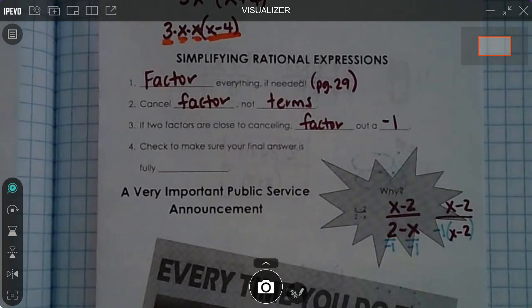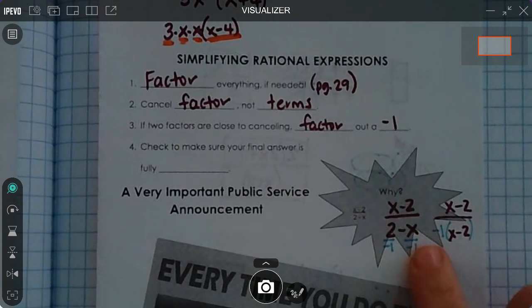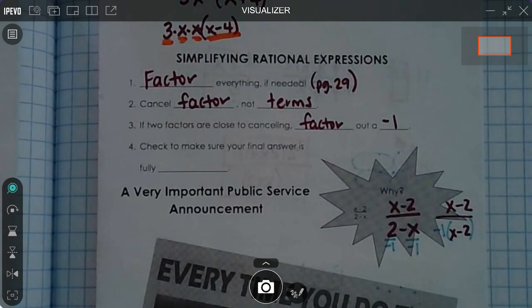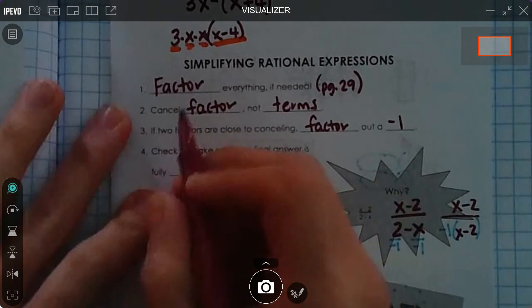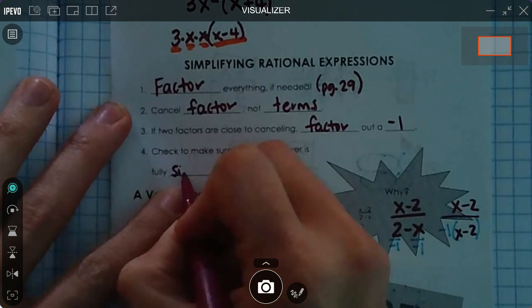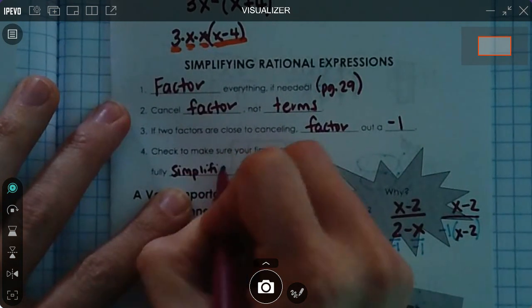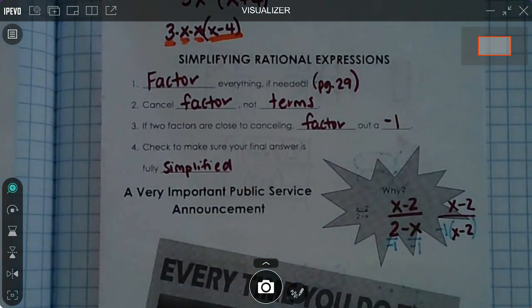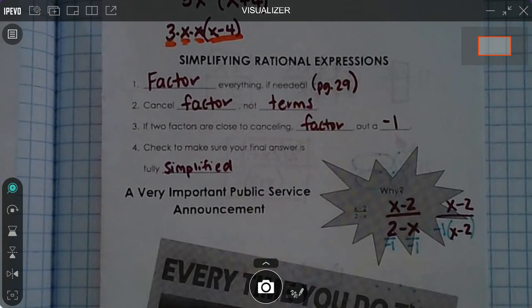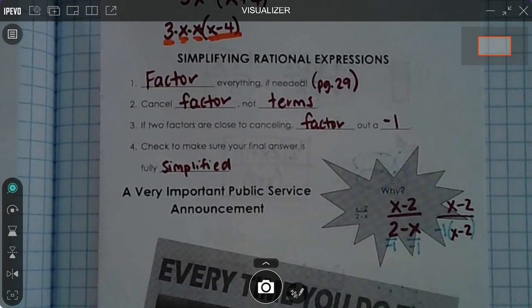All right, so we talked about number 3. If you have two factors that look similar and you need to switch their order, you can factor out a -1. It's not going to happen a lot, but it can occasionally happen, okay? And then the last thing is you always want to make sure it is fully simplified, meaning there is not a factor on top and on bottom that can be canceled, okay? So write that down, and then we're going to look at number 5, and then we're going to go to 4 and 6. There's a reason I'm doing it in that order.